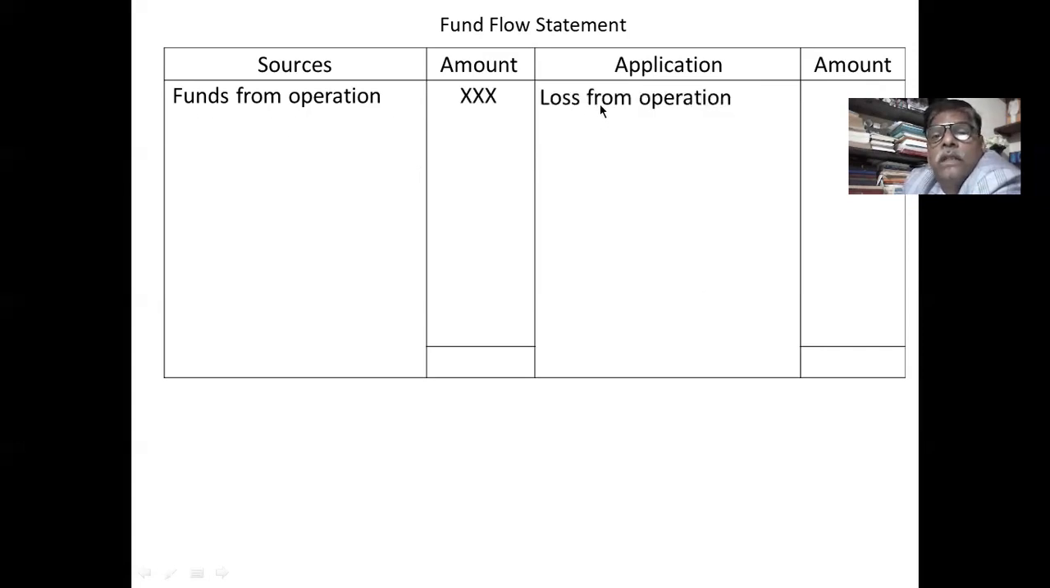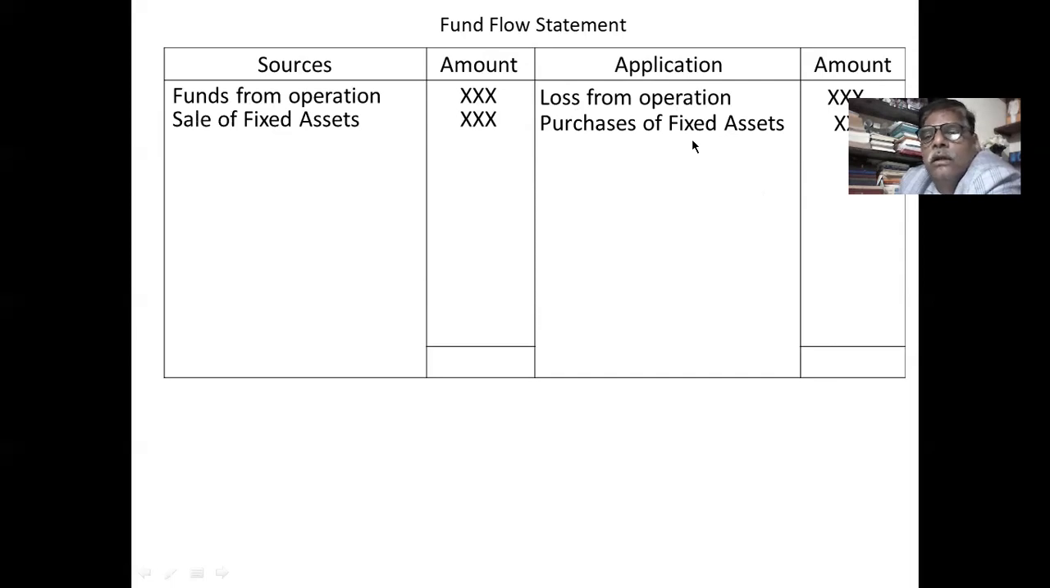If there is a loss in that, loss from operation, the minus, you take on the application side. Fund from operation comes on the source side, loss from operation on the application side. Thereafter, you write purchase of fixed asset. If an asset is purchased, that is called application. Sale is source. Purchase of fixed assets like land, building, furniture, machinery is application. Sale of land, building, furniture, equipment is source of fund.